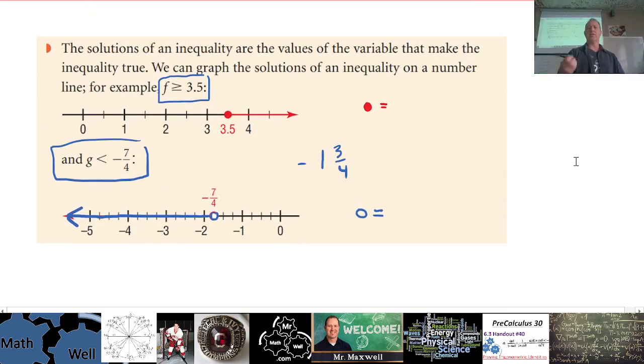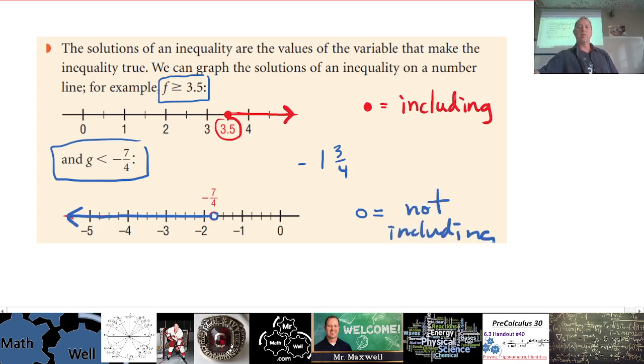The graphs, you'll see some of this on your final. If we have this graph right here, the solid dot means it includes that answer. So including, okay? So this is the variable, whatever it is. In this case, it's f is greater than, because it goes to the right, or equal to 3.5. The open circle means not including.